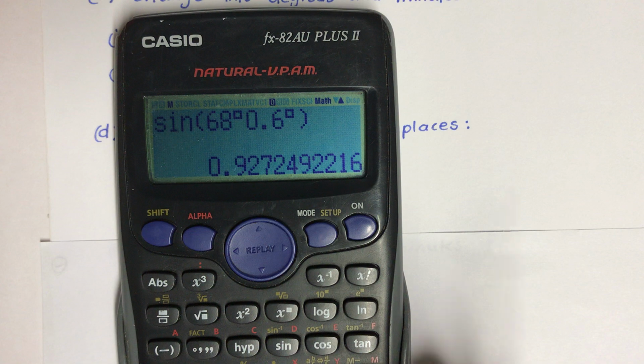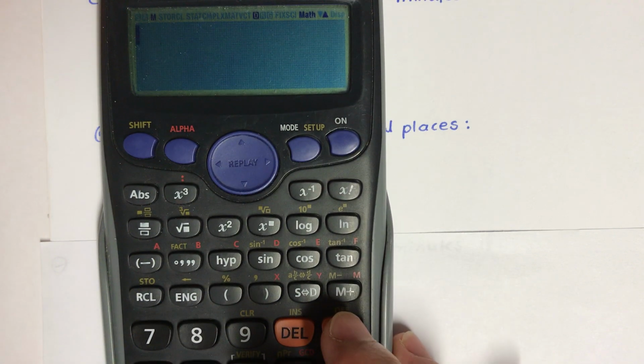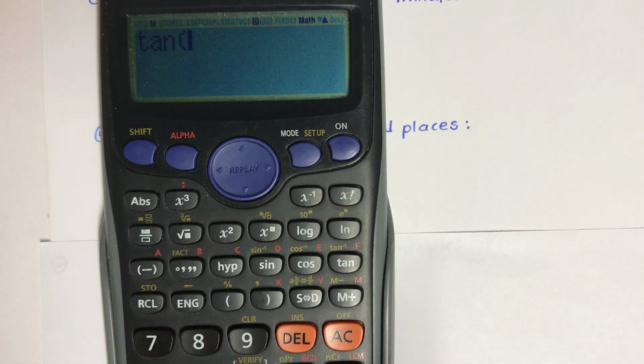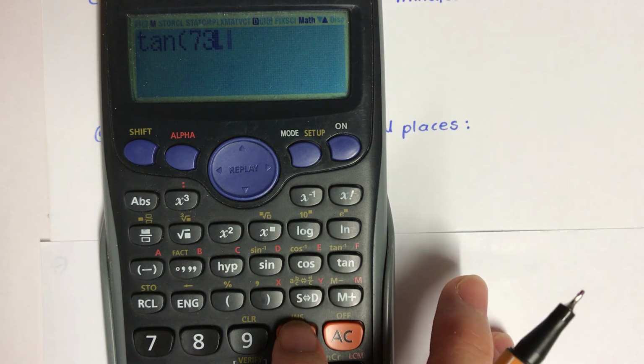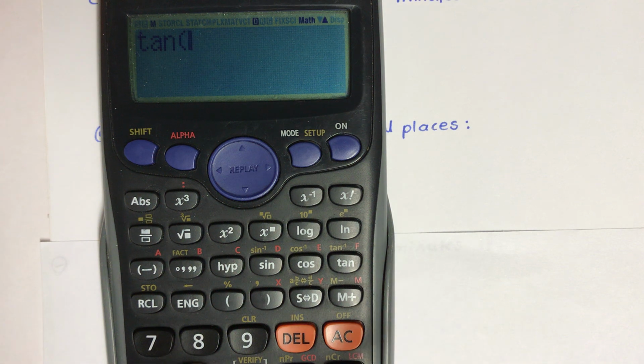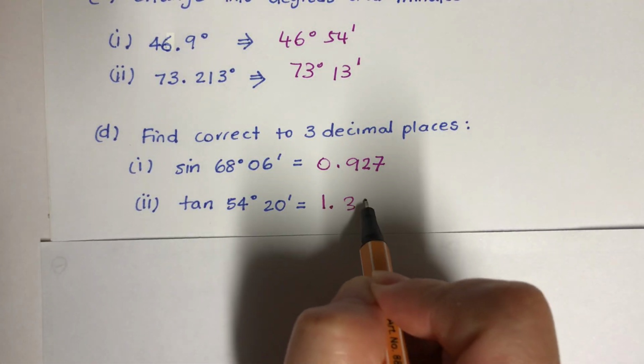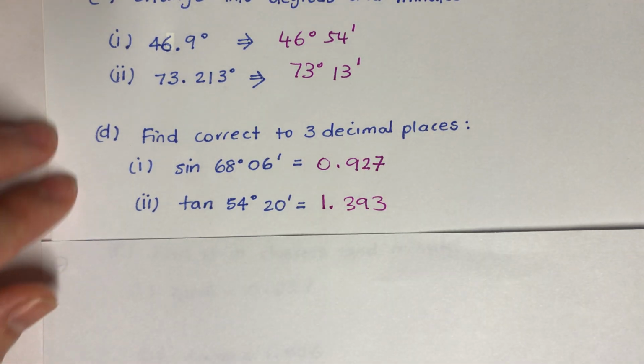And the next one, clear that up. I'll go 10, 70 3 point, no, I think I'm doing the wrong question. Okay, yes, 54 degrees and 20 minutes, close the brackets, and I will get 1.393357135, and I wanted the 3 decimal places up here, so it'll be 1.393. Okay, next one.